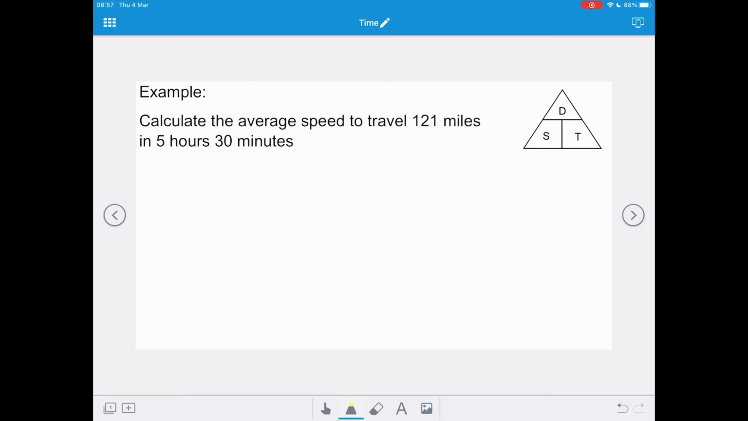In this example, we want to calculate the average speed to travel 121 miles in 5 hours and 30 minutes. So again, speed is at the bottom of the triangle, which means we're dividing distance by time. So we're going to write down our equation, s equals d over t, or again we can write it as s equals d divided by t.